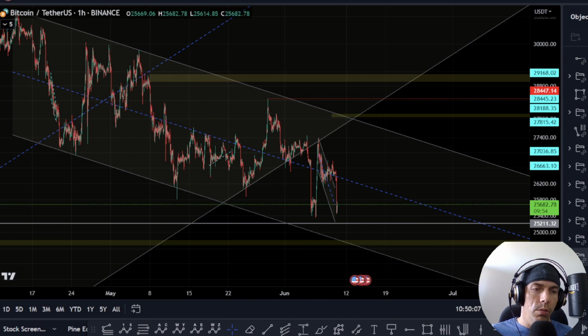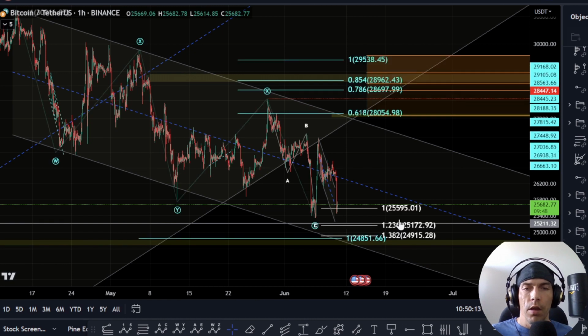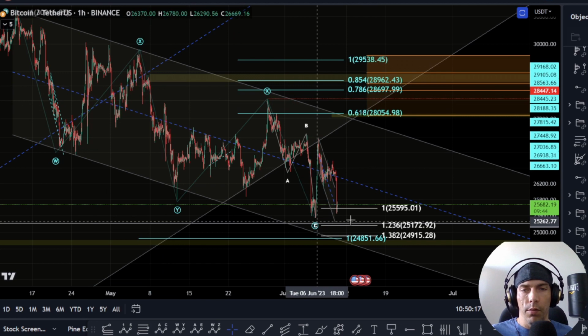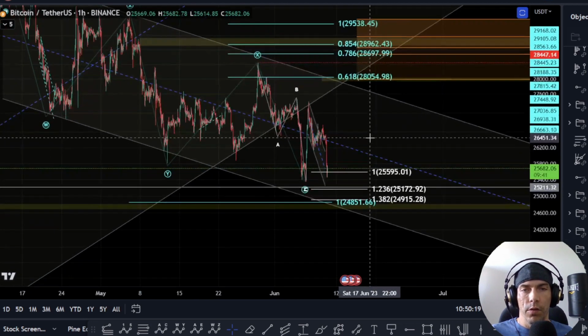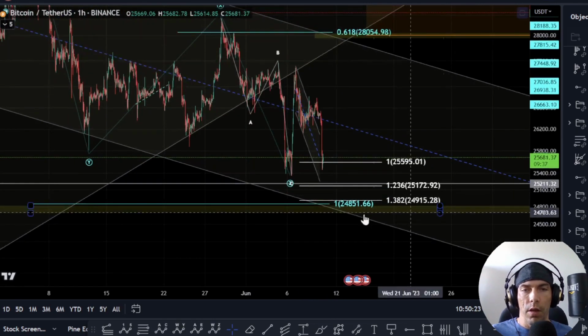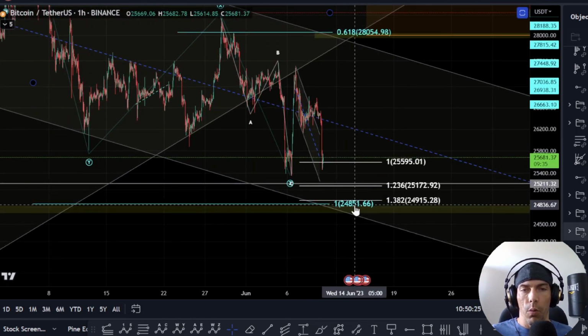Now, the other way that we were discussing this is that we were looking at this move as a bigger W, X, Y, X, and a Z, which we were saying we could potentially be completed into this low. Now, if this is the case, there is also the potential that this could be a Z wave, still looking for this lower 1-to-1 here of this 24,851.